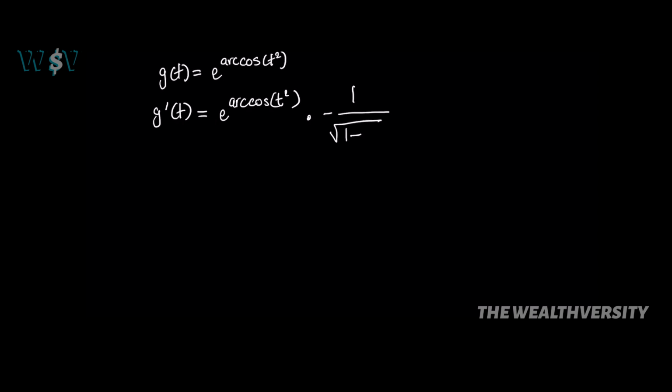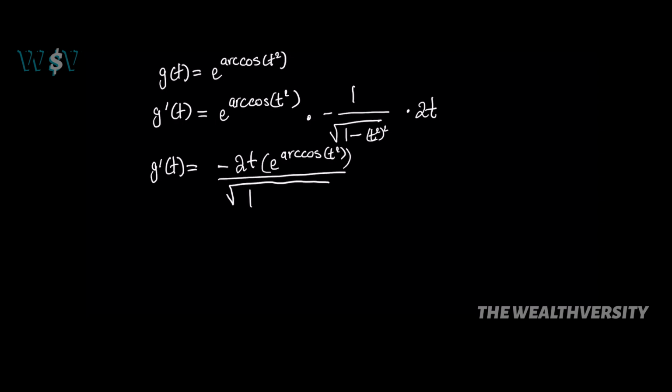We have g of t is equal to e to the power of arccos t squared. G prime of t will equal e to the power of arccos t squared times negative 1 divided by the square root of 1 minus t squared to the power of 2 times 2t. Now we simplify and we get that g prime of t is equal to negative 2t times e to the power of arccos t squared divided by the square root of 1 minus t to the power of 4.